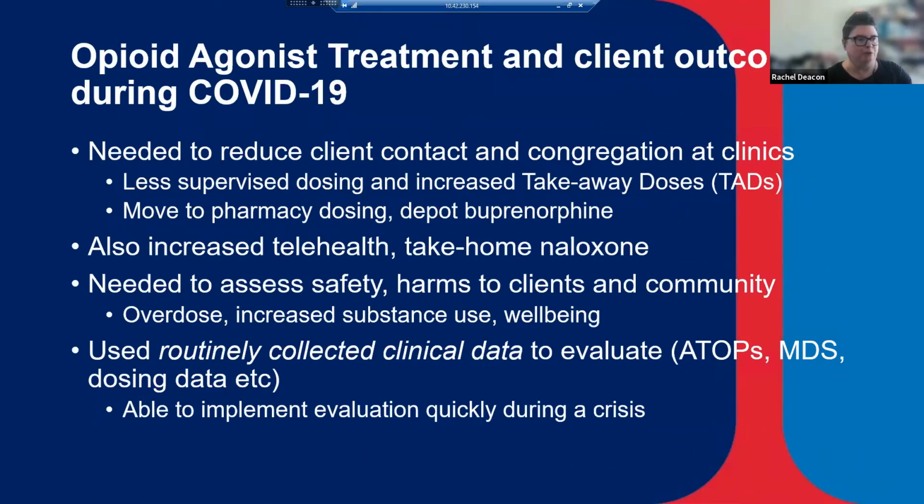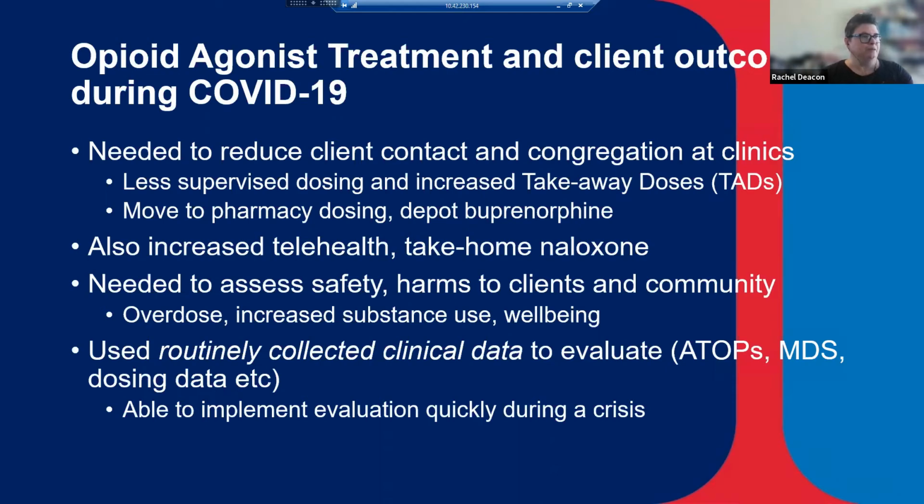And depo-buprenorphine was starting to be introduced to the service, and where it was clinically recommended and where a client was interested, that was also one of the things that operated there. So the main change was around the increased access to takeaway doses, and there was a real need to assess the safety around that. Was the client okay with this big change, and what was the potential risk to clients and community with increased takeaway doses? There was a need to assess how clients did.